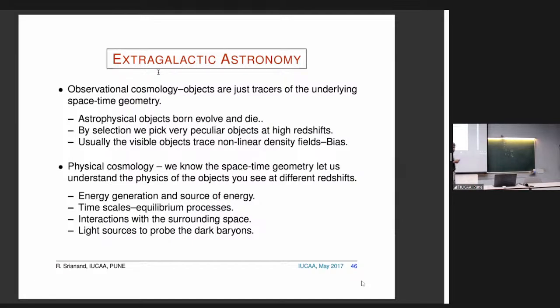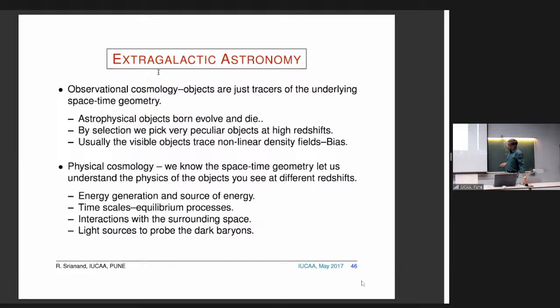So basically, we have to worry about this aspect: astrophysical objects are born, evolve, and die. By selection, we pick very peculiar objects at high redshift. This I will explain to you; I have not yet explained what redshift is. But selection again is like this. Suppose all lights are not uniformly bright. Certain lights are very bright, certain lights are faint, and you take the photograph. The impression you get depends upon how the bright lights are distributed rather than how all the lights are distributed. If all the lights and the bright lights are not distributed in the same way, you will have a biased picture. I will explain this to you, okay?